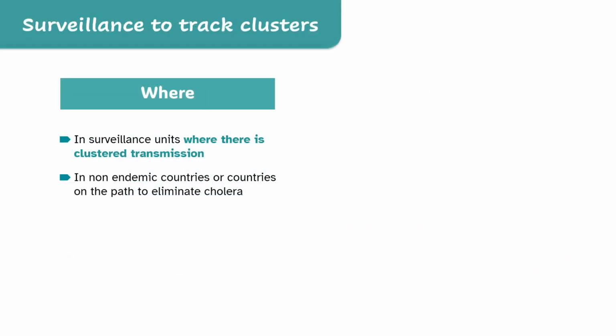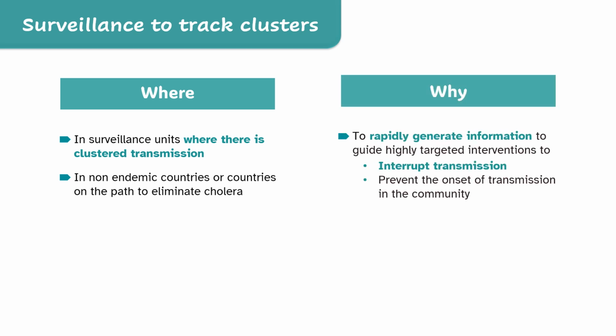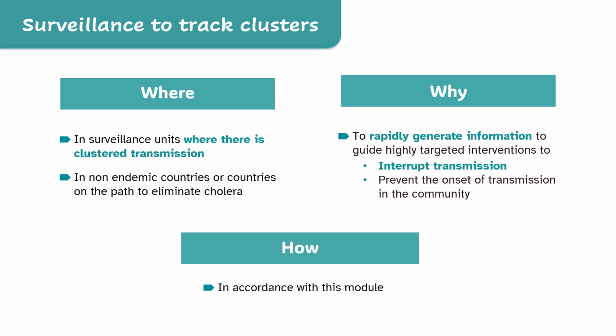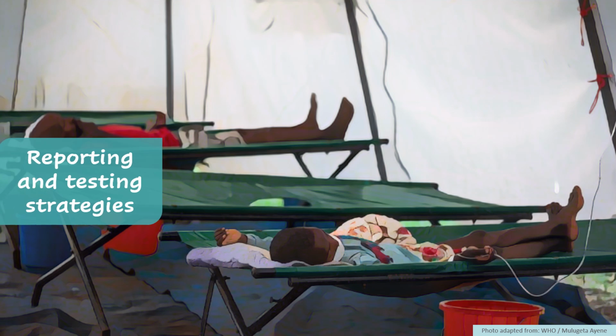Surveillance is implemented to track clusters in any surveillance unit where there is clustered transmission in a country non-endemic for cholera or on the path to eliminate cholera. The surveillance objective is then to rapidly generate information to guide highly targeted interventions around cases in order to interrupt transmission before it spreads in the community. For surveillance to reach this objective effectively, it should be implemented in accordance with the recommendations provided in this module. Let's see how suspected cholera cases are reported and tested when the surveillance objective is to track cholera clusters.